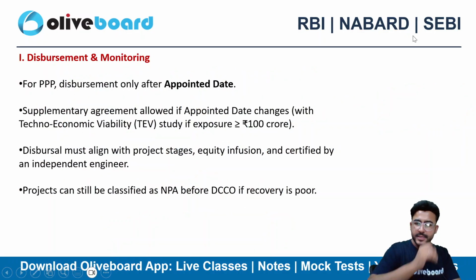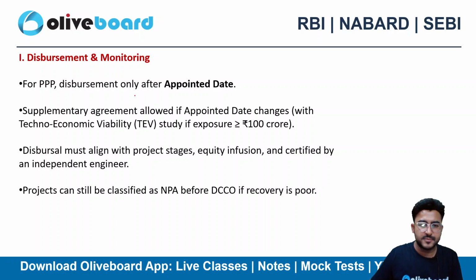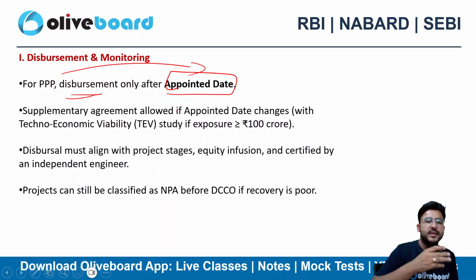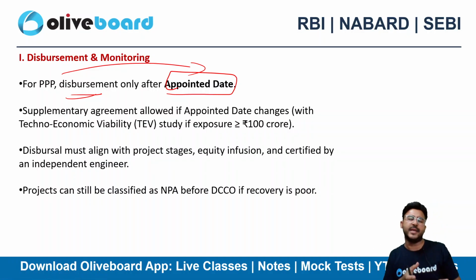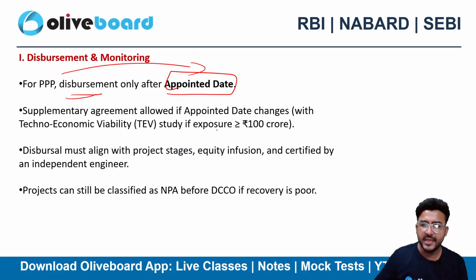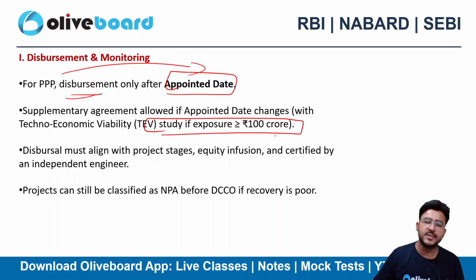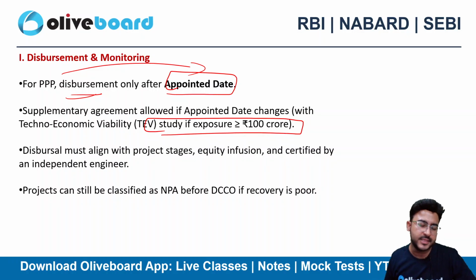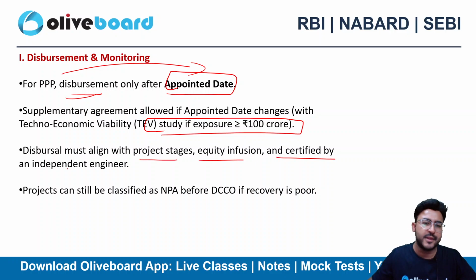Next, disbursement and monitoring. For the PPP, disbursement only after the appointed date. You'll be getting the money only after the appointed date here. Supplementary agreement allowed if the appointed date changes with techno-economic feasibility. Let's suppose as per the technical and economic feasibility, if there is any change, then that's fine. Steady if exposure is greater than or equal to 100 crore. So these are the internal guidelines that banks need to have in their policy, right? In their policy, disbursal must align with the project stages, equity infusion, and be certified by the independent engineer.